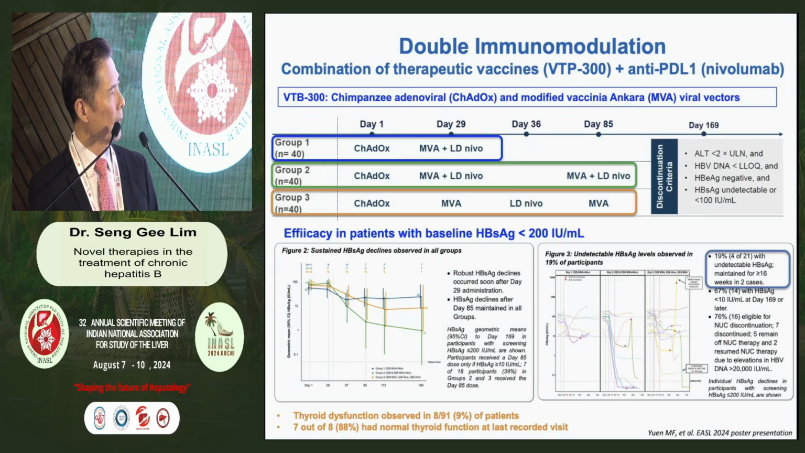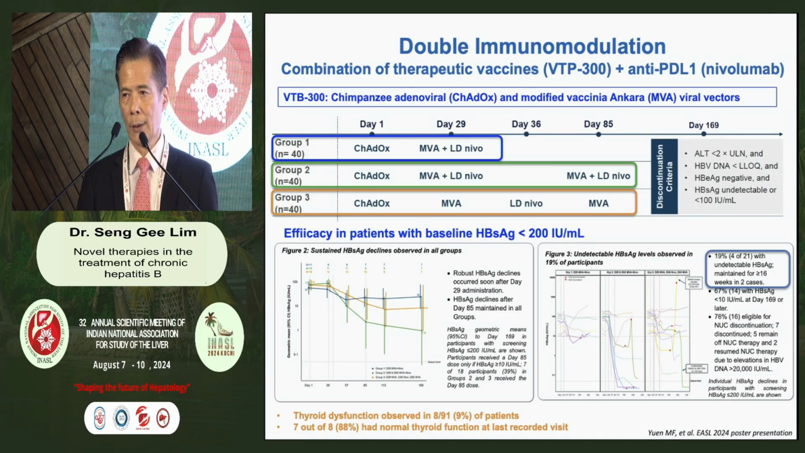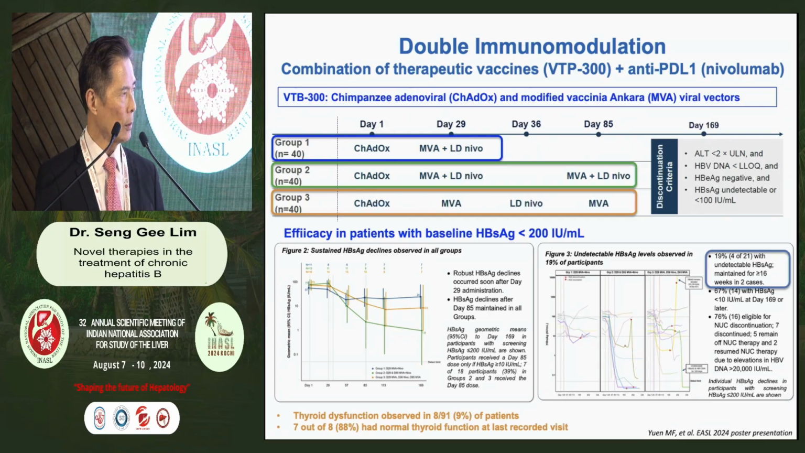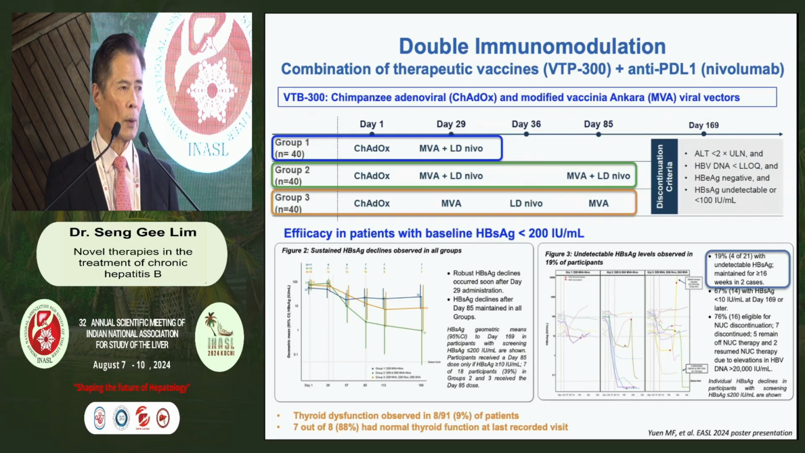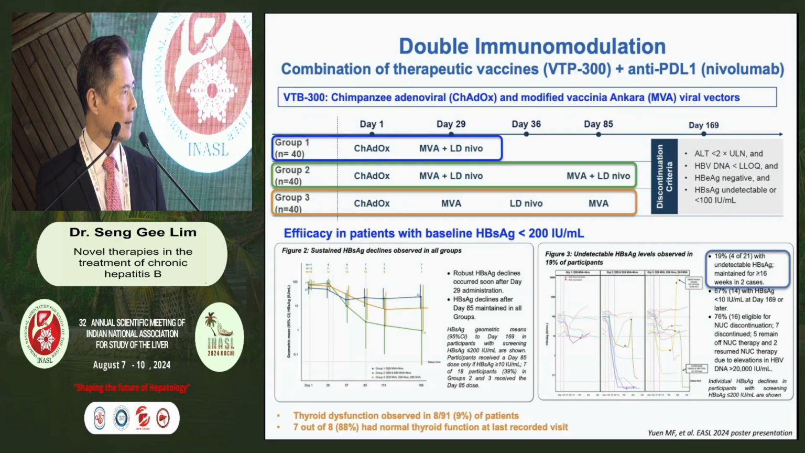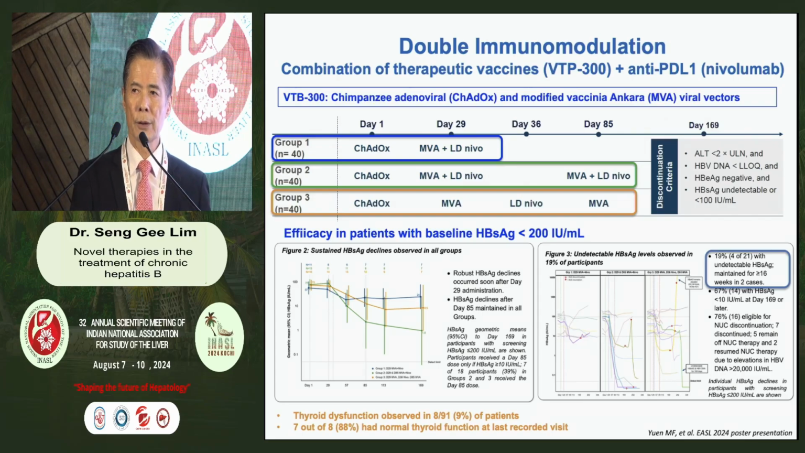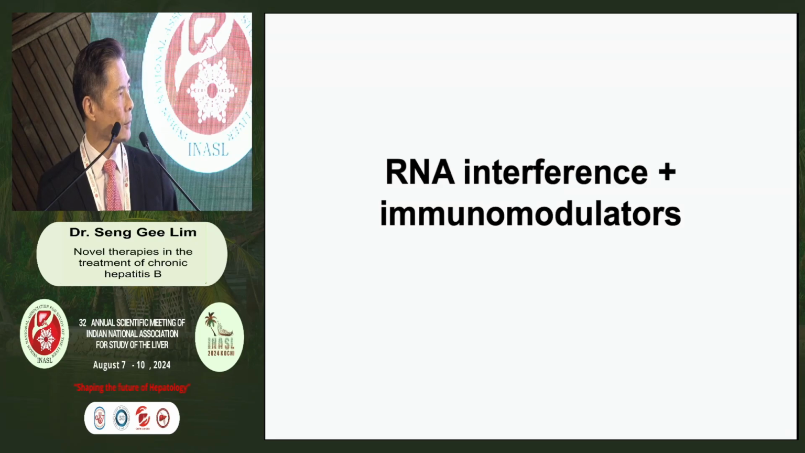what we can see here is that only 19% had undetectable S antigen greater than 16 weeks, and there were only 2 cases. And all these patients had an S antigen level of less than 200 at baseline. So even in the best possible responders, you had a relatively low S antigen loss rate. Again, this is due to nivolumab. 9% had thyroid dysfunction, although this resolved in most of the cases at the last visit.